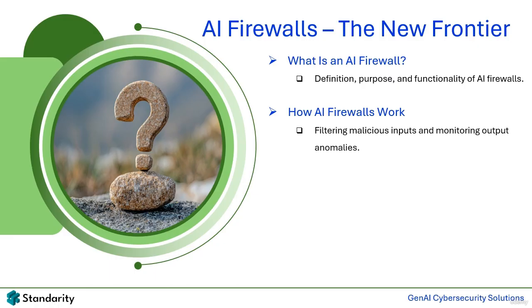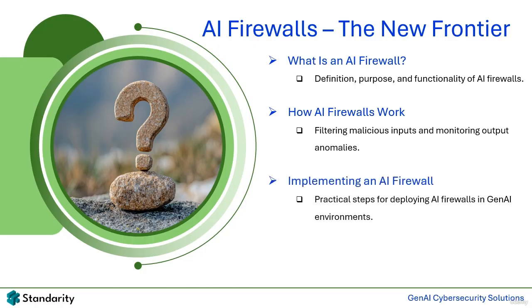Next, we delve into how AI firewalls work. These systems analyze every interaction with the AI model, filtering harmful inputs while continuously monitoring for unusual patterns in the outputs. This dual-layer protection ensures that attacks, such as attempts to extract confidential data or manipulate AI behavior, are promptly detected and neutralized. SecureNet's AI firewalls, for example, identify and block adversarial inputs in real time, maintaining the integrity of their AI operations.